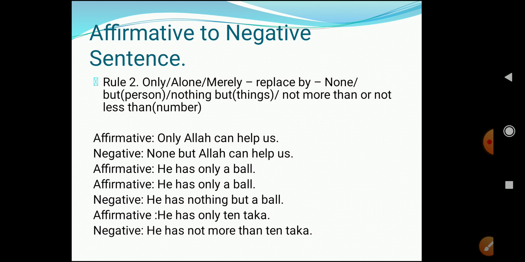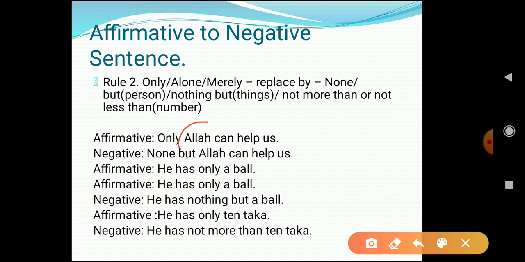So let us look at the first example. The first example says, only Allah can help us. So over here Allah is obviously a person. It is not a thing, it is not a number. So we have to use none but. So the sentence will be, none but Allah can help us. I hope this is clear.